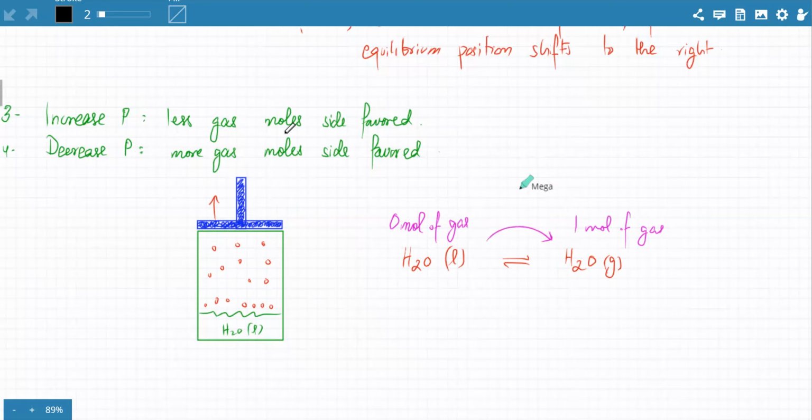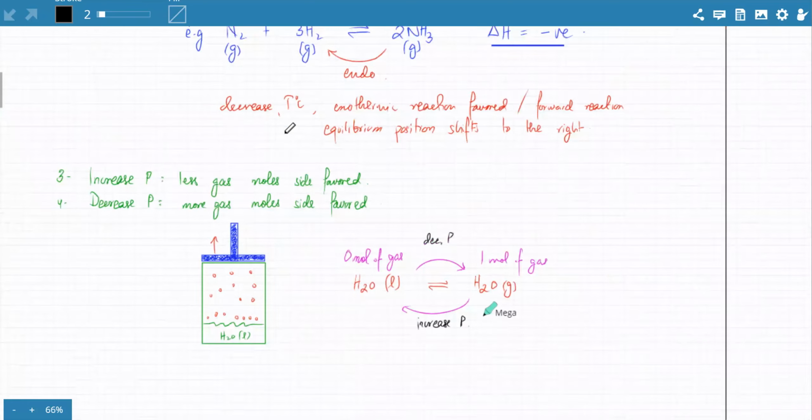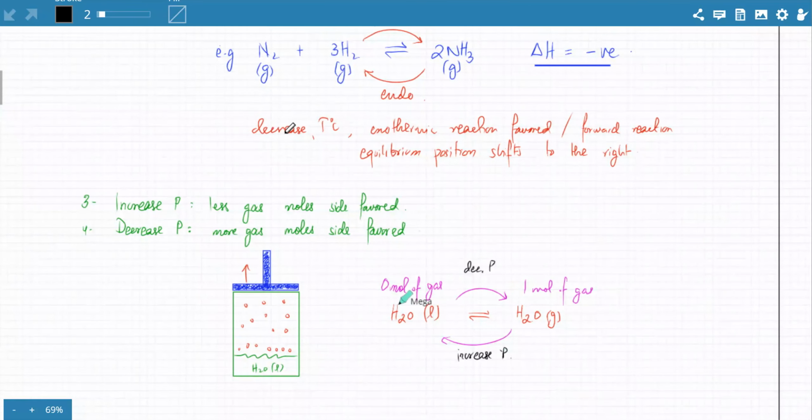More gas is going to be produced. So if I decrease pressure, more gas would be produced. Vice versa, if I increase pressure, fewer gas moles would be produced. This is basically increased pressure, so less gas is going to be produced. Is that clear? So remember these two rules.